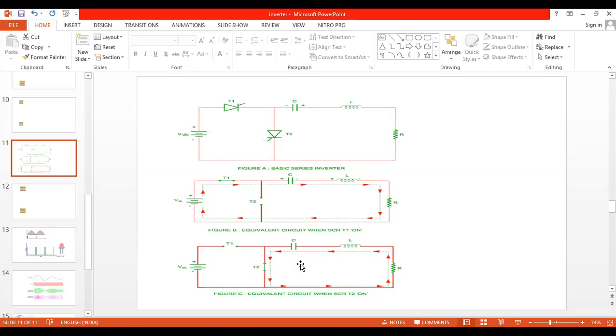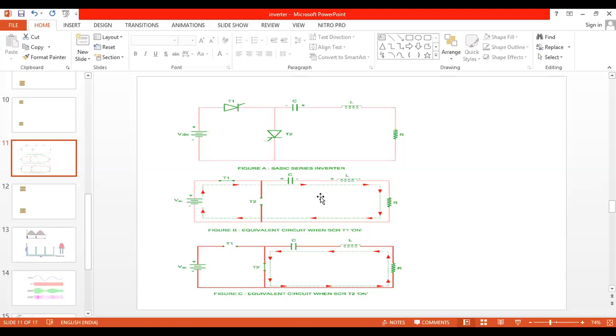So in case two, the capacitor starts to discharge. Discharging current starts to flow from C plus to T2 and from T2 to the load. Now you can see current flowing through the load is in which direction? Same direction or opposite direction? Anyone tell me? Can unmute and tell me.